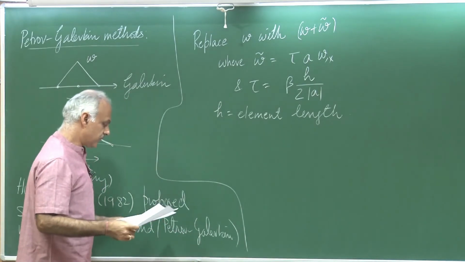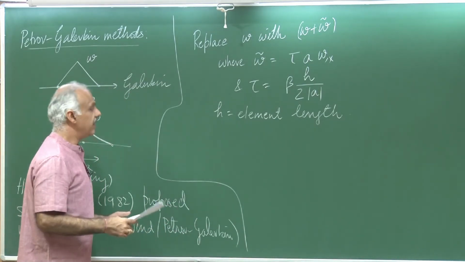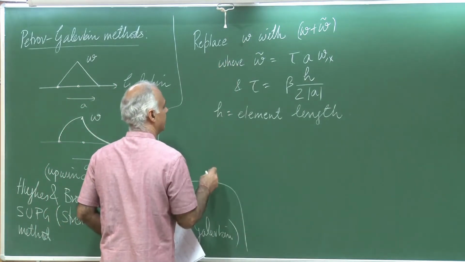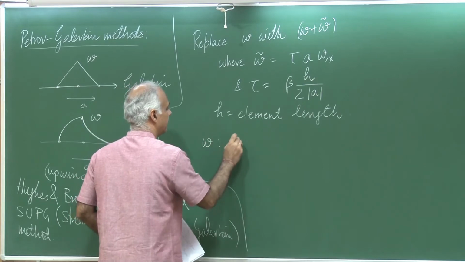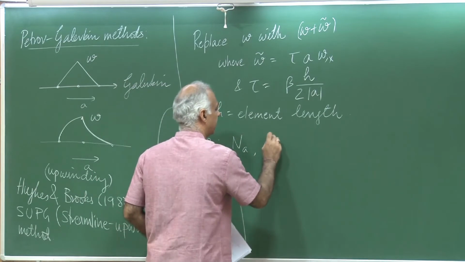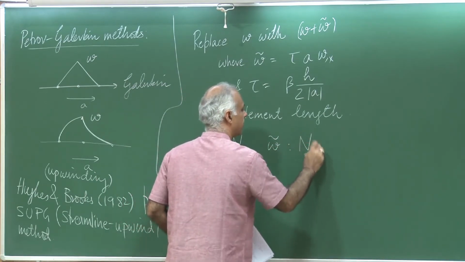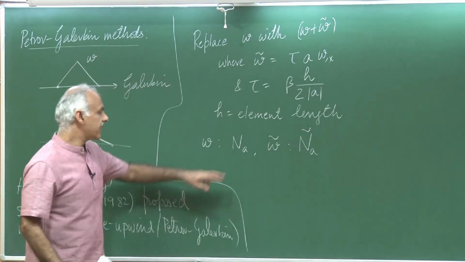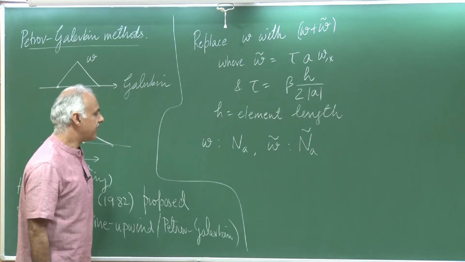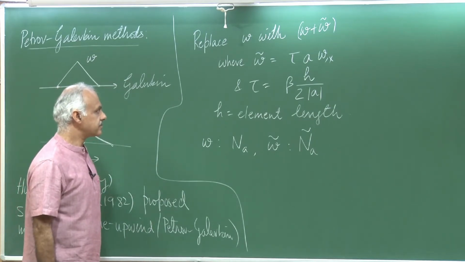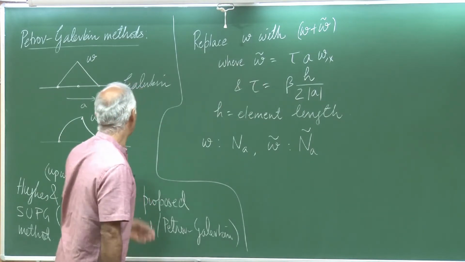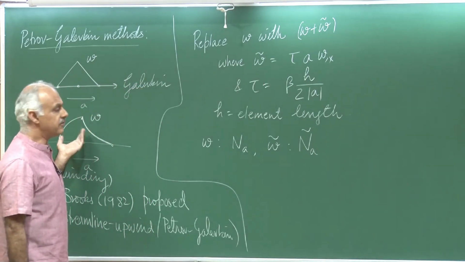So, let us now try to see what these NAs are. So, W's come from NAs. Okay. So, W are coming from NAs, and for W tilde we are going to call this NA tilde. So, linear combinations of NAs give me the space W. So, these are the finite element interpolation functions. So, let us use their recipes to generate the so called upwinded finite element functions.